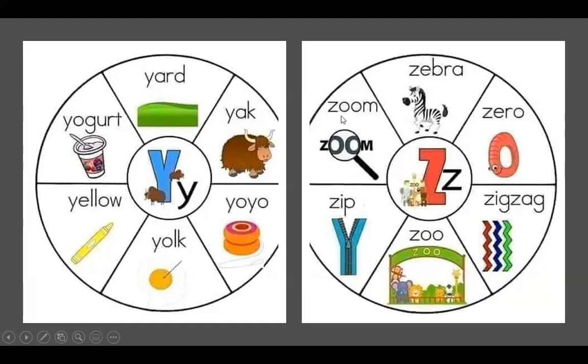Letter Z. Z for zoom, zebra, zero, zigzag, zoo, zip. Z for zoom, zebra, zero, zigzag, zoo, zip.